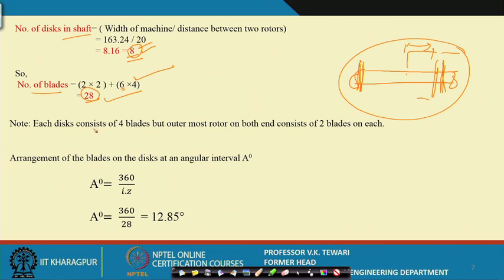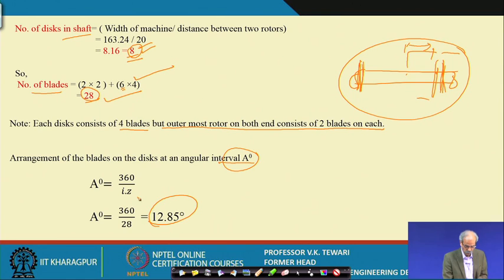Now, each disc consists of 4 blades, but as it has been said over here, the arrangement of the blades on the disc at an angular angle is very important. At what angular position you are going to put them will be about 12.85, it has been found out, because we know how many are there in a plane, and then for 360 degrees what will be there. Now, this orientation is very important. This talks of the angle, from the center.